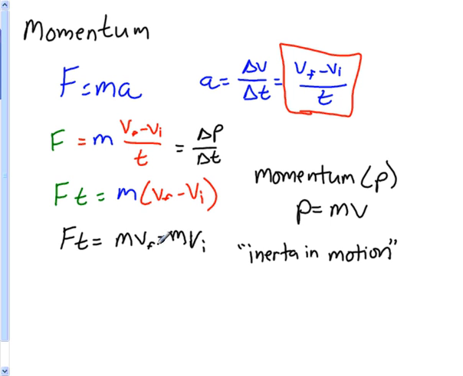Well, what if it's already moving? What if it already has a velocity? So momentum is talking about, okay, if it already has a velocity, how much effort is it going to take for me to change that velocity? So momentum is inertia in motion.